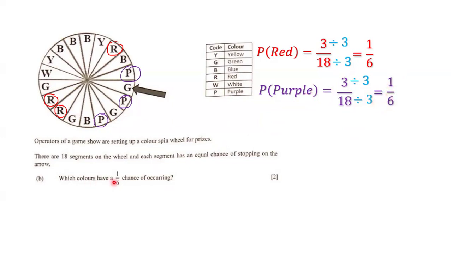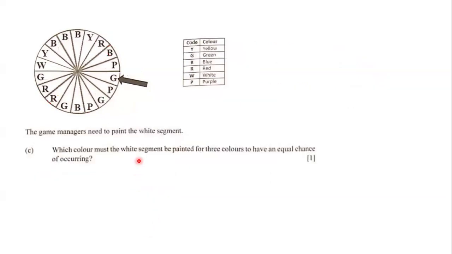So which colors have a 1/6 chance of occurring? That would be red and purple. These colors have a 1/6 chance of occurring. Next, let's move on to the next question. It says, which color must the white segment be painted for 3 colors to have an equal chance of occurring?